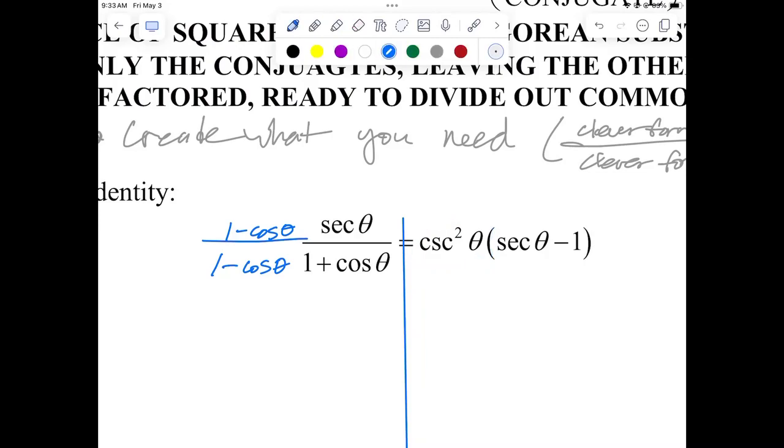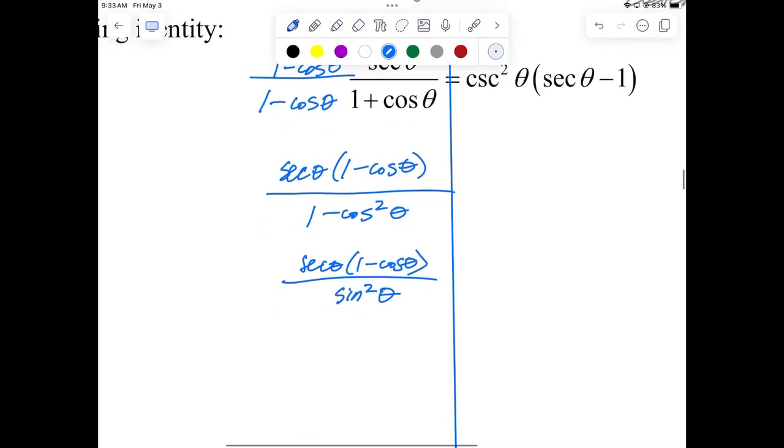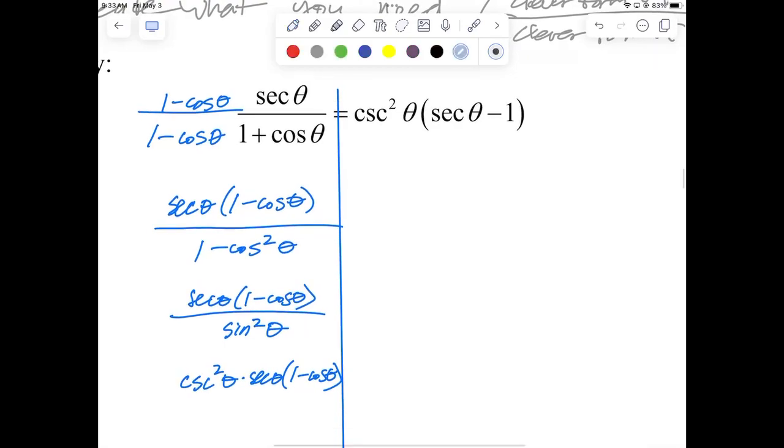So let's continue on then. We're going to leave the top factored for now. Secant of theta times 1 minus cosine of theta. We'll leave it factored. And we get 1 minus cosine squared of theta on the bottom, which gives us sine squared of theta. And now I could bring the sine squared from the bottom to the top. So that becomes cosecant squared of theta times secant of theta times 1 minus cosine of theta. All right, now I compare it to the right-hand side, and I'm like, yeah, buddy, I got the cosecant squared of theta.